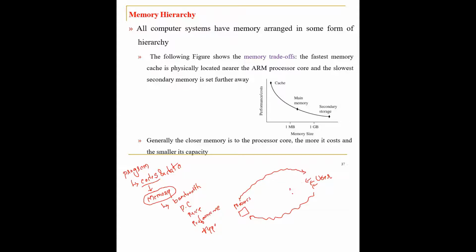Intermediately, I may have a lot of memories connected. It may be a primary memory, a secondary memory, a tertiary memory, or a cache memory. There will be a lot of memories connected between the user and the processor. If you check here, you can see the memory hierarchy that is used in your ARM embedded system.